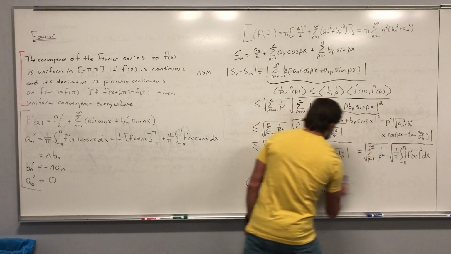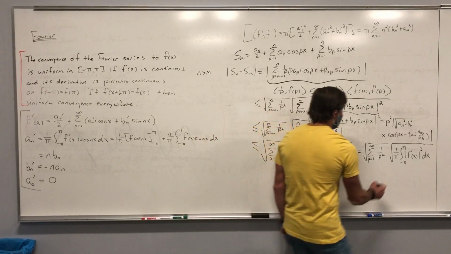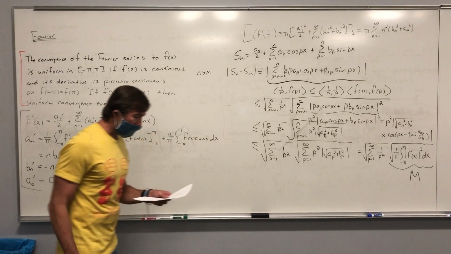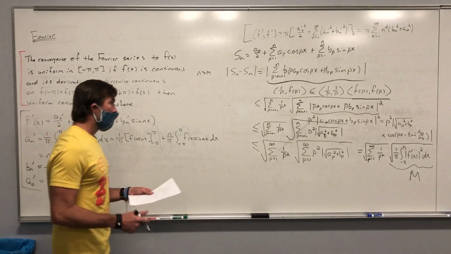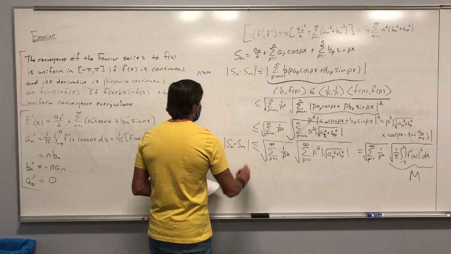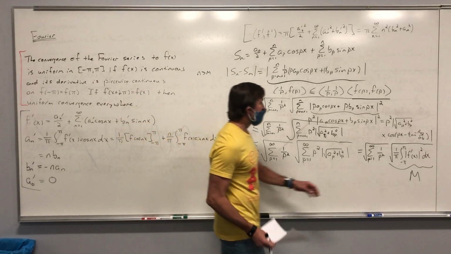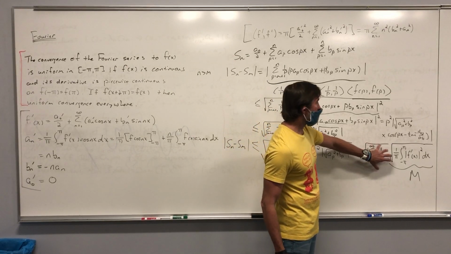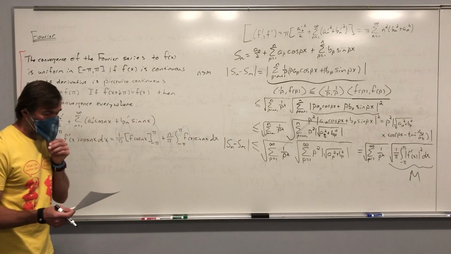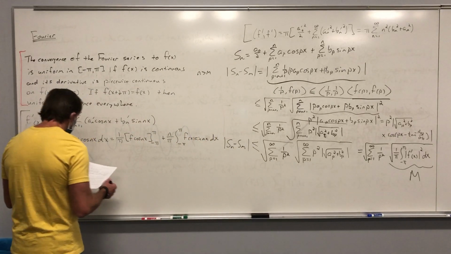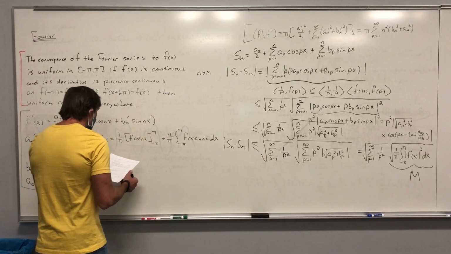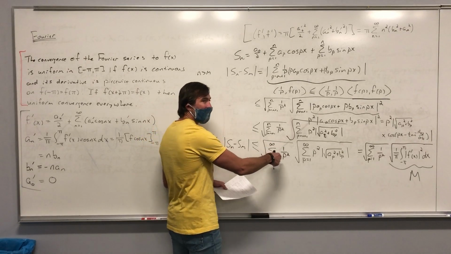I'm just going to erase this off. I don't need it later on. We're going to call this m. Okay? So what we have so far is that the difference in two elements of this sequence must be less than this, the square root of this sum, times that guy. Okay? Now it turns out that the sum of 1 over p squared converges. And so this must satisfy a Cauchy condition.